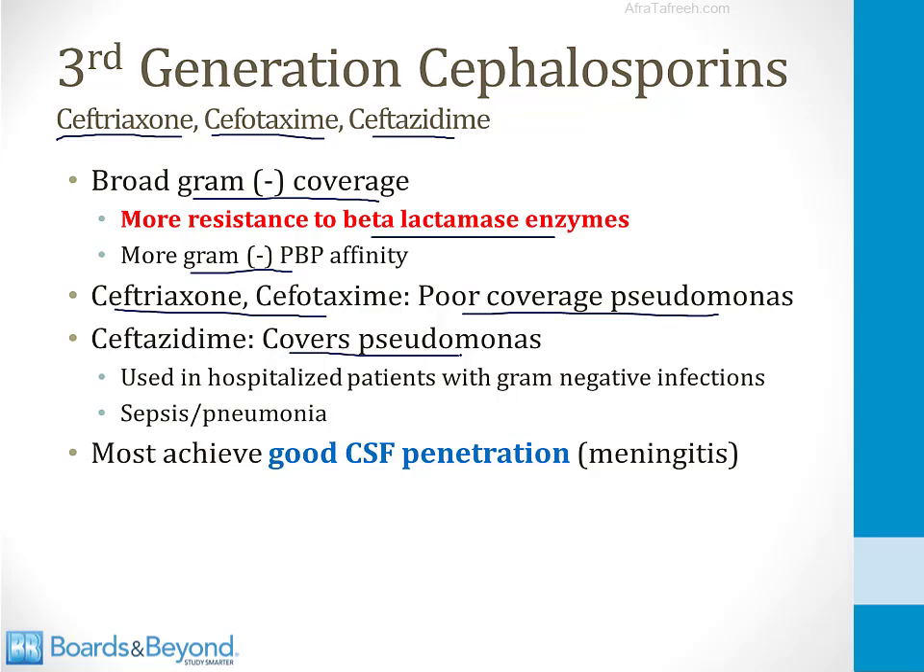reserved for hospitalized patients with serious gram-negative infections like sepsis or pneumonia. And most of the drugs in this class, especially ceftriaxone, can achieve good CSF penetration in the setting of meningitis. Therefore, especially ceftriaxone is often used for meningitis.